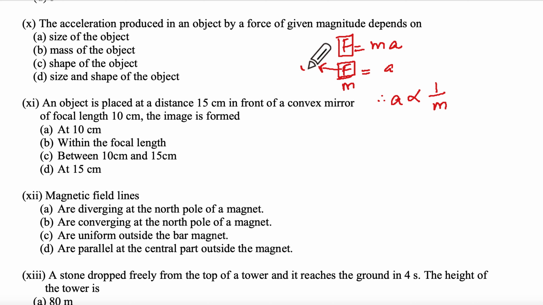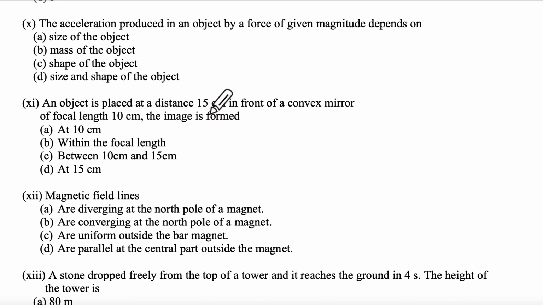A is equal to F upon m. This is constant. If this is a constant quantity, then this one will be varying. If it varies, then acceleration depends on this, because this is constant. Inversely proportional to what? Mass. Where is it? That is your B option.